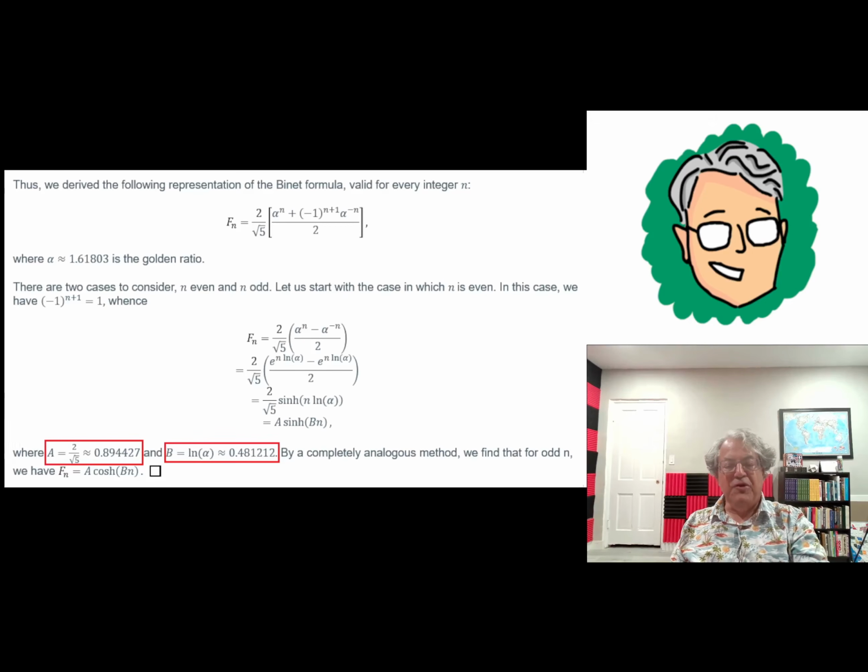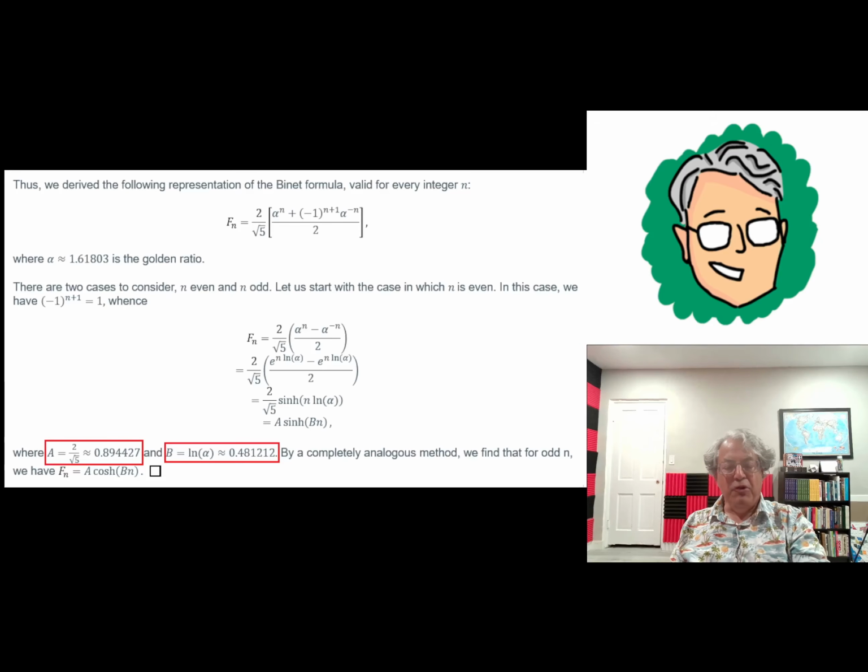Well, that's nice, because now we found a and b. a is 2 over square root of 5, that's the constant in front. b is the constant multiplying n inside the argument of the hyperbolic sine, which is log alpha. So that means that a is 2 over square root of 5. If you want to compute that numerically, it's approximately 0.894427. And b is the natural logarithm of alpha, the natural logarithm of the golden ratio, if you like. And that's approximately 0.481212.